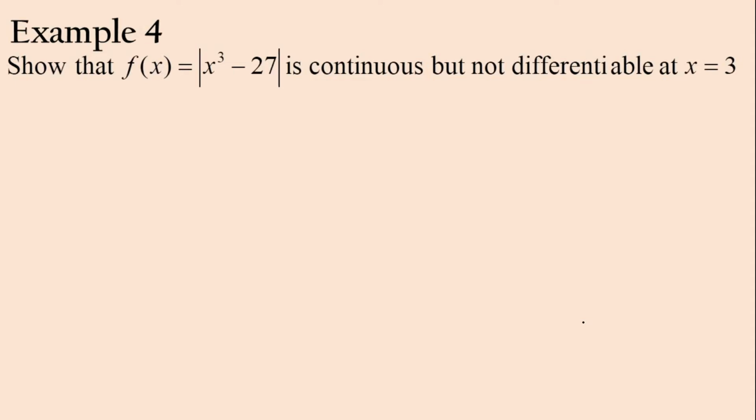Okay, so proceed to example 4. We have to show that f(x) equal to the absolute value of x cubed minus 27 is continuous, which you already learned in topic 8, but not differentiable. This is what you have learned before, at x equal to 3. So first we answer the continuous part.